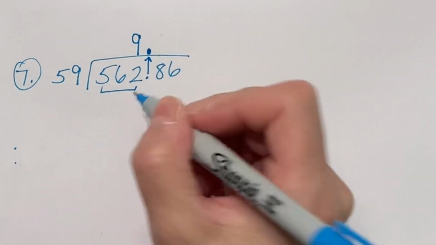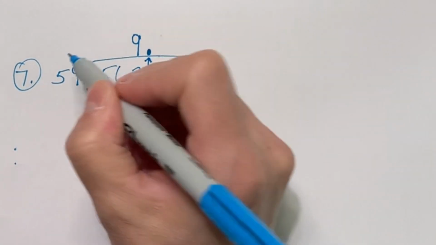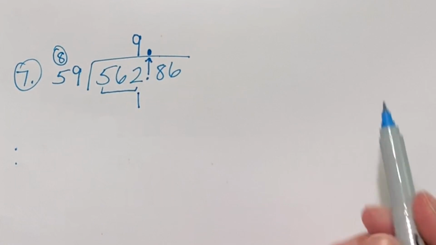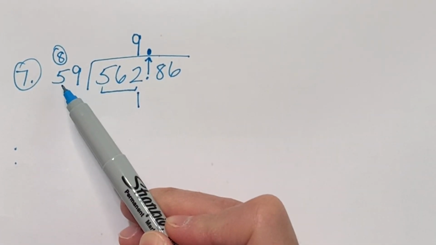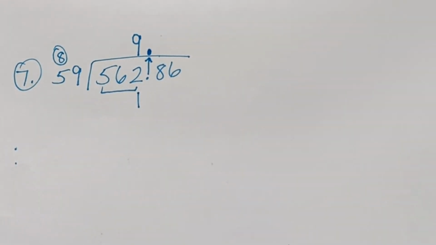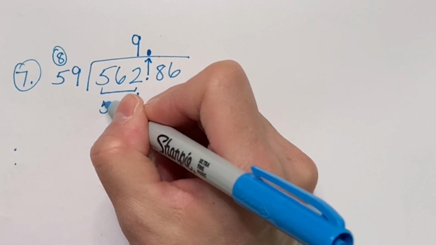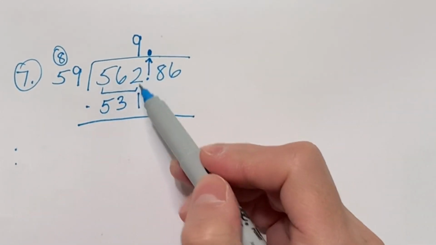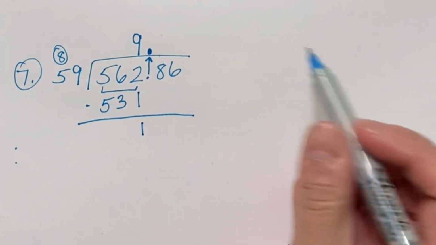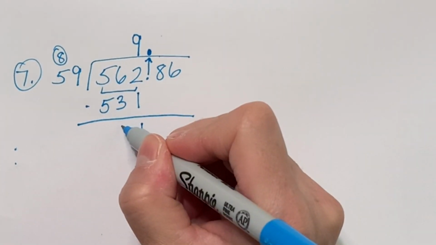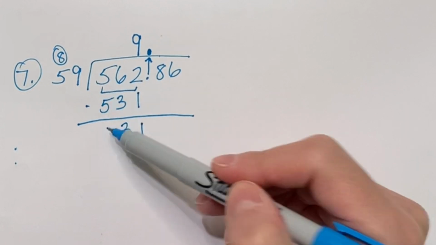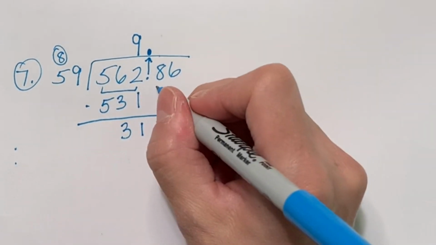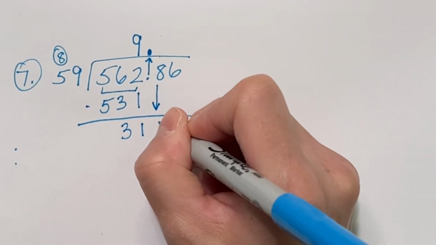9 times 9 is 81. Put down the 1, carry the 8. 9 times 5 is 45. Plus 8 is 53. Subtract. 2 minus 1 is 1. 6 minus 3 is 3, and 5 minus 5 is 0. Bring down the 8.